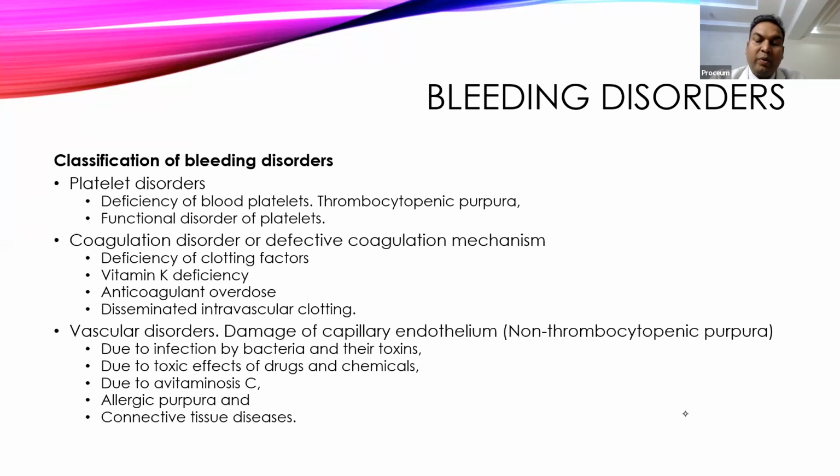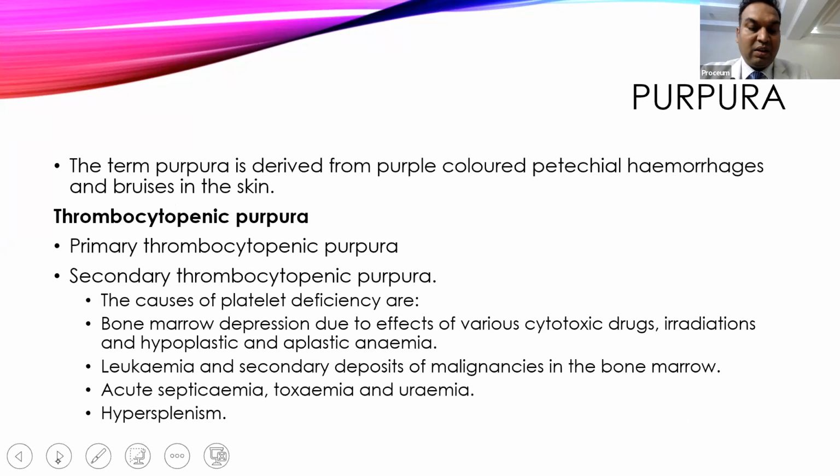Then deficiency of vitamin C, scurvy, leads to a bleeding disorder. Then allergic purpura and other connective tissue disorders. So first we'll talk about purpura.